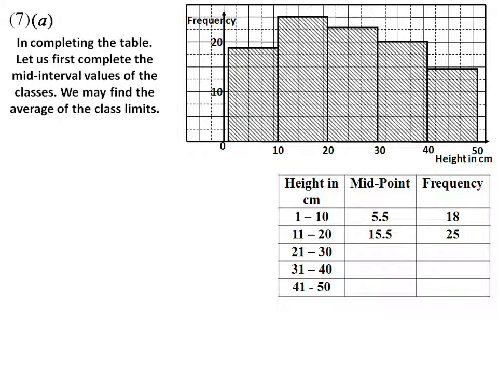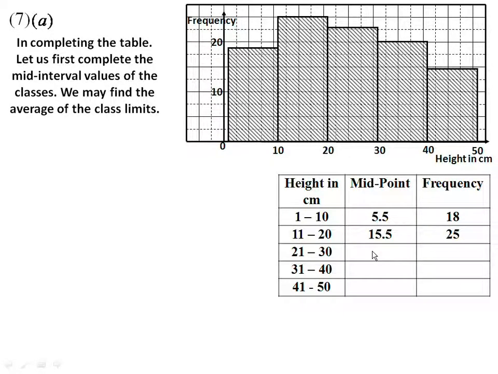In completing the table, let us first complete the mid-interval values of the classes. We may find the average of the class limits. So the mid-interval values will be halfway between 1 and 10. That may be calculated by adding 1 plus 10 is 11. Divide 11 by 2, we get 5.5. And if we add these, we get 31. Divide 31 by 2, we get 15.5. We can just take a look at this and realize that it is going up by 10 each time.